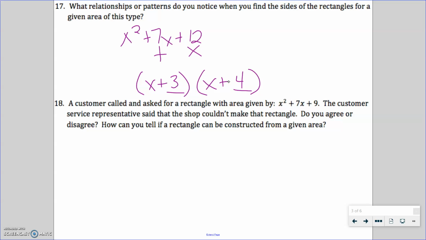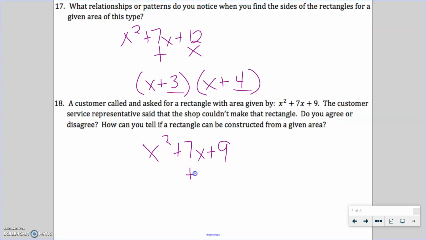So 18, a customer called and asked for a rectangle with an area given by x squared plus 7x plus 9. Okay. The customer service representative said that the shop couldn't make that rectangle. Do you agree or disagree? And can you tell if a rectangle can be constructed from a given area?